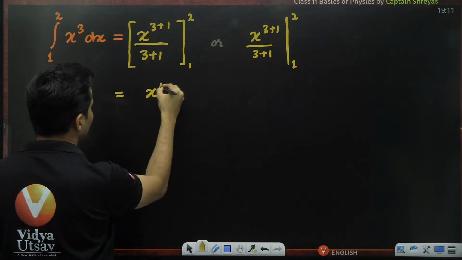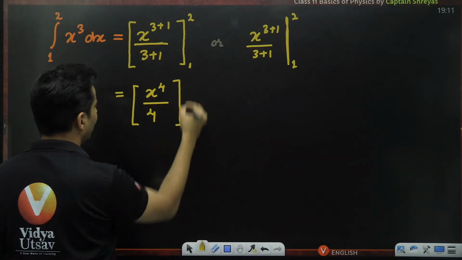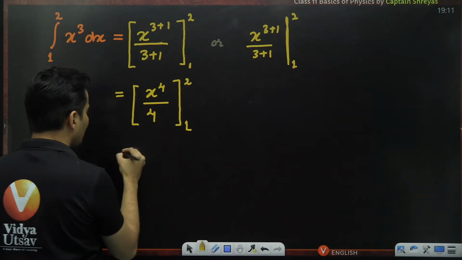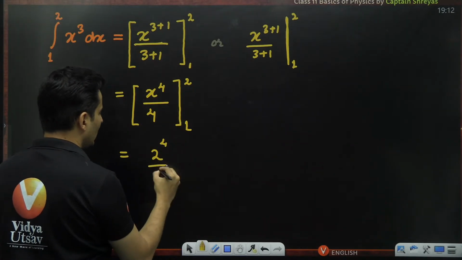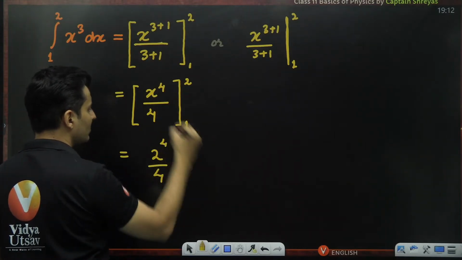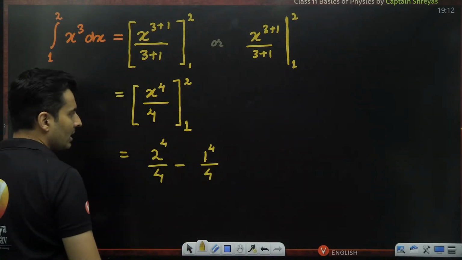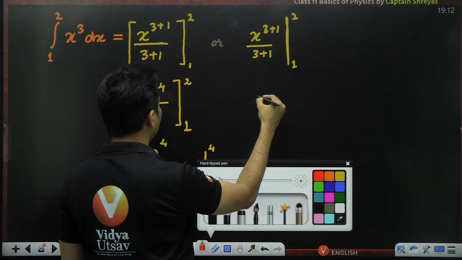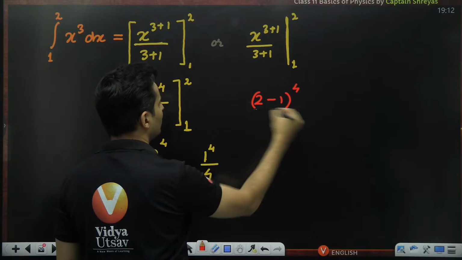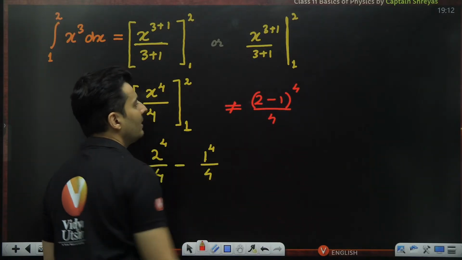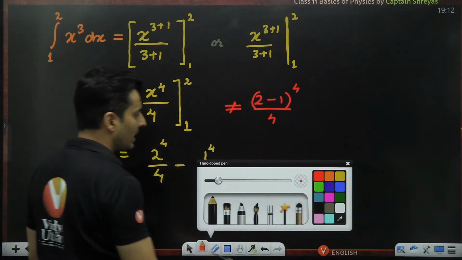Now, coming back over here, let's see. x raised to 3 plus 1 is x raised to 4 by 4. Let's not forget our limits 1 and 2. What did I tell? First put the upper limit. That means instead of x, put 2. Then put the lower limit, which is 1. Instead of x, put 1. And then subtract that. Never ever do this. Don't do this: 2 raised to 4, or 2 minus 1 whole thing raised to 4 by 4. This is definitely not correct. This is wrong. Do them separately, and then subtract.